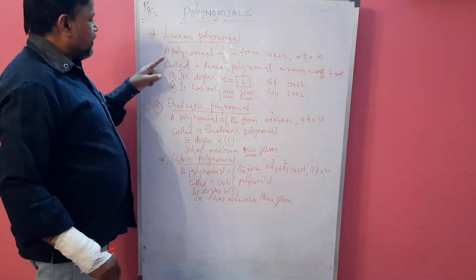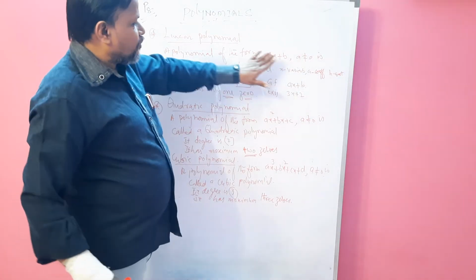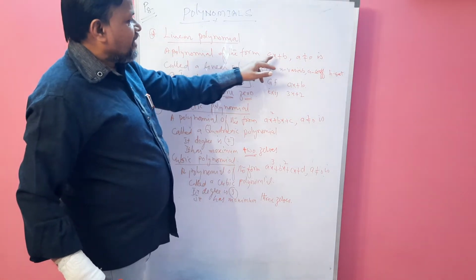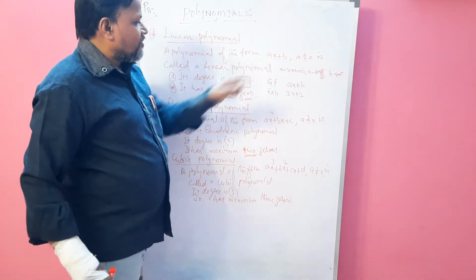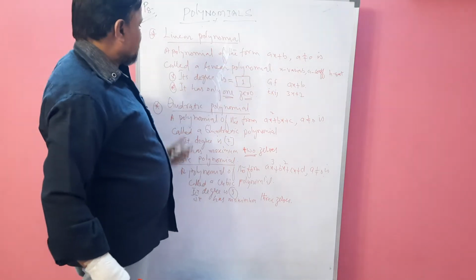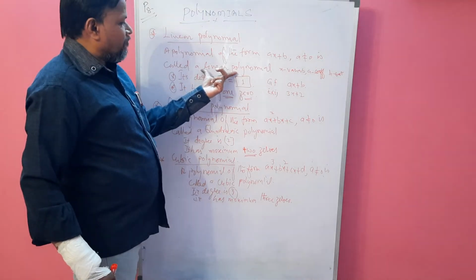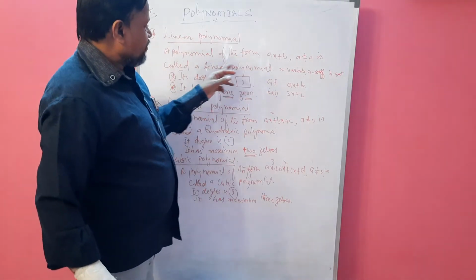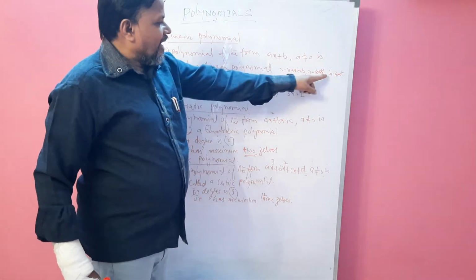Linear polynomial. A polynomial of the form ax plus b, a is not equal to 0. If you take a as 0, you will get only b, constant term. So it changed the meaning. If a value is 0, linear will change to constant term. That's why we have to take this condition, a should not equal 0. Ax plus b form is called a linear polynomial. Why? Because it gives a line. So this is called linear polynomial, where x is variable, a is coefficient of x and b is a constant term.